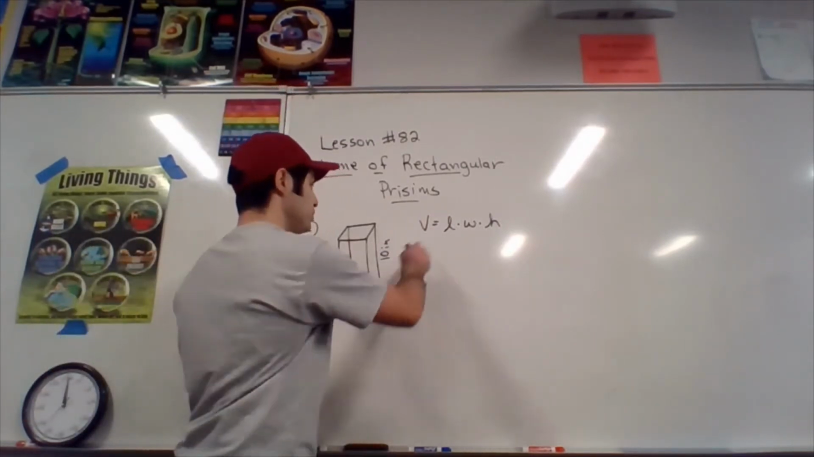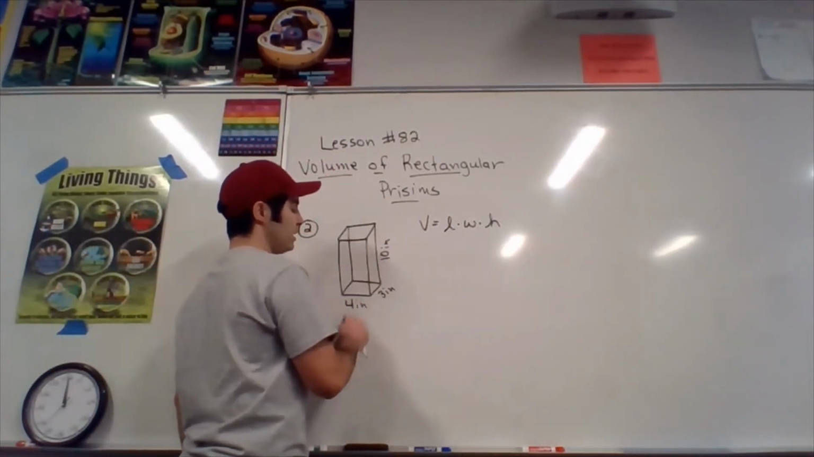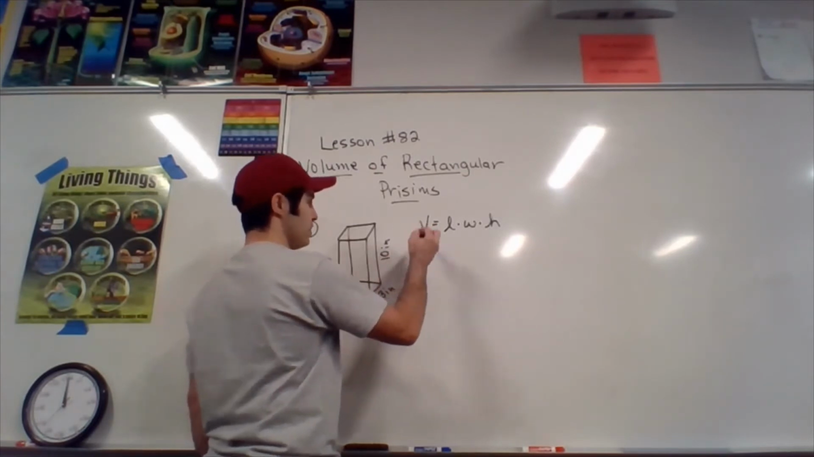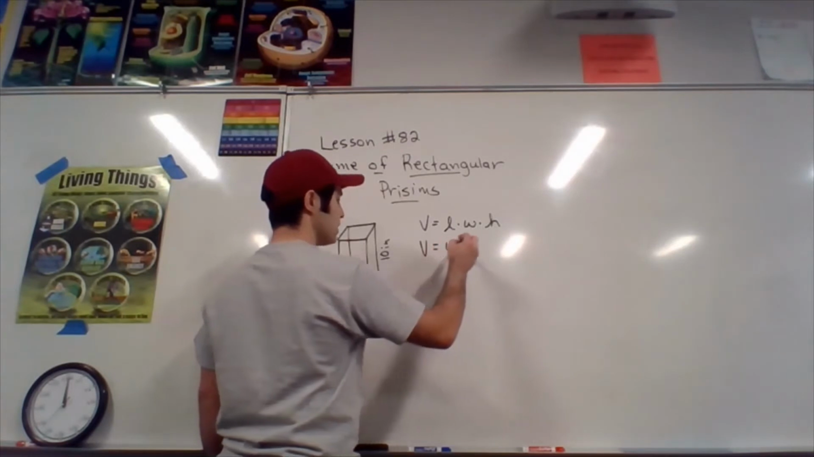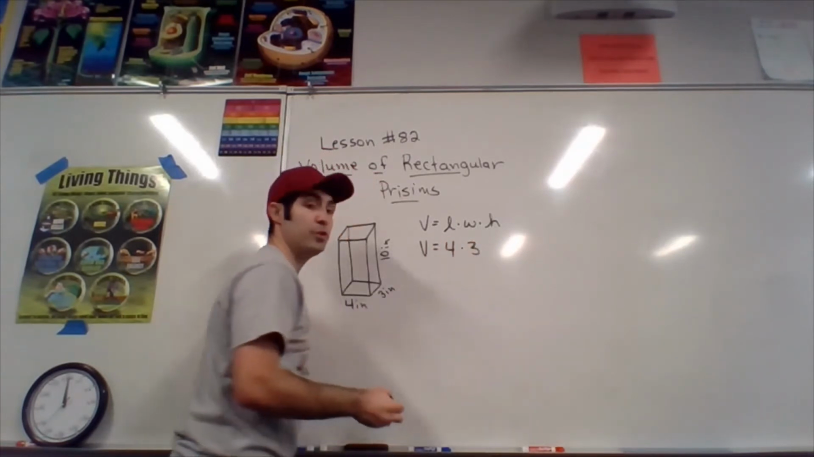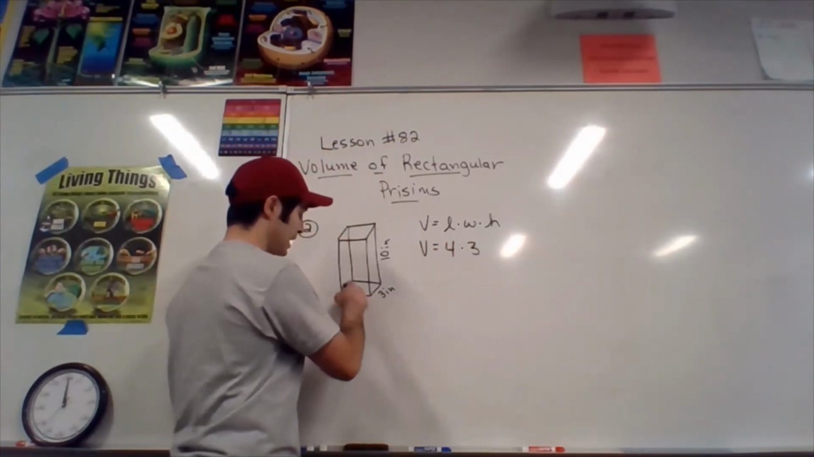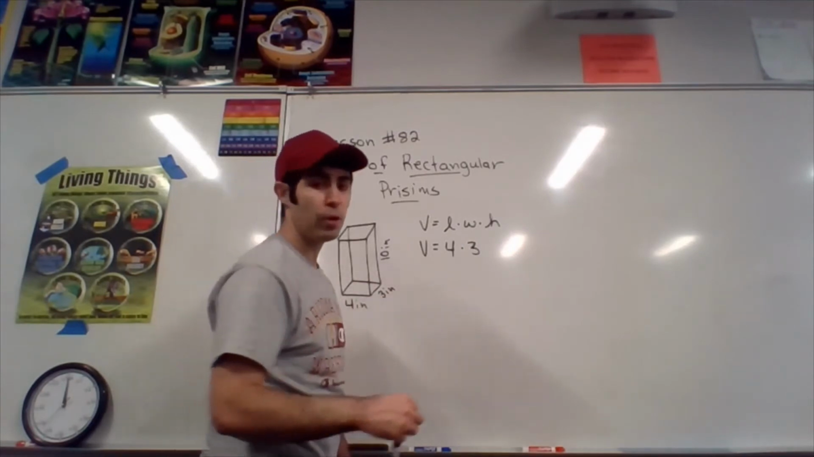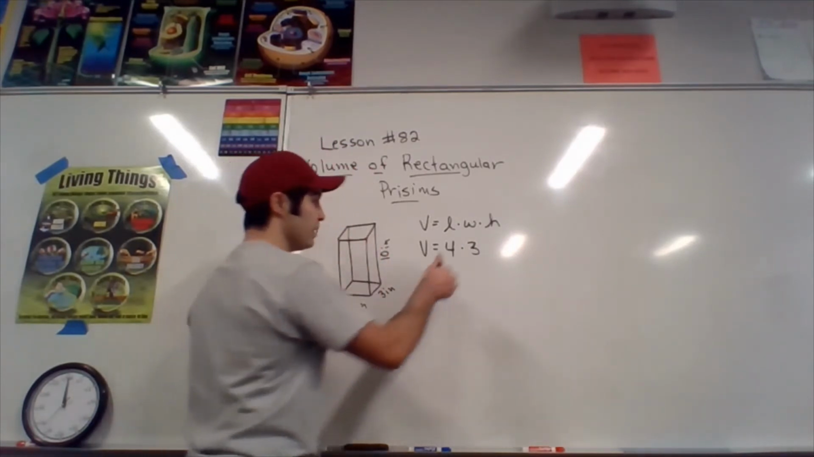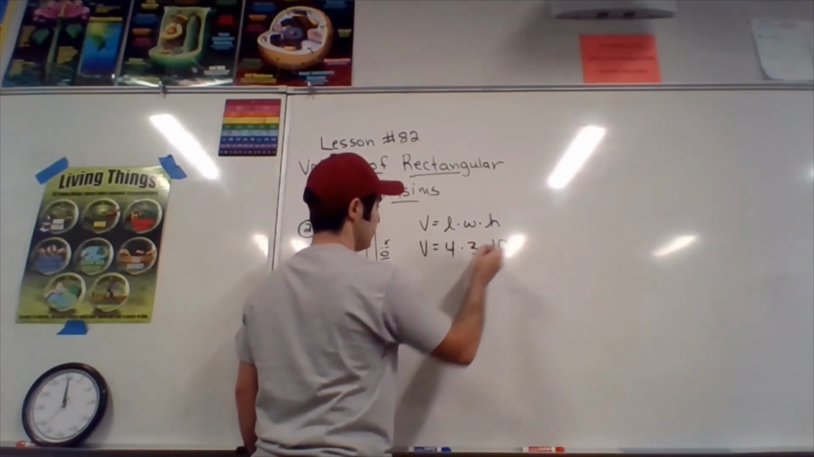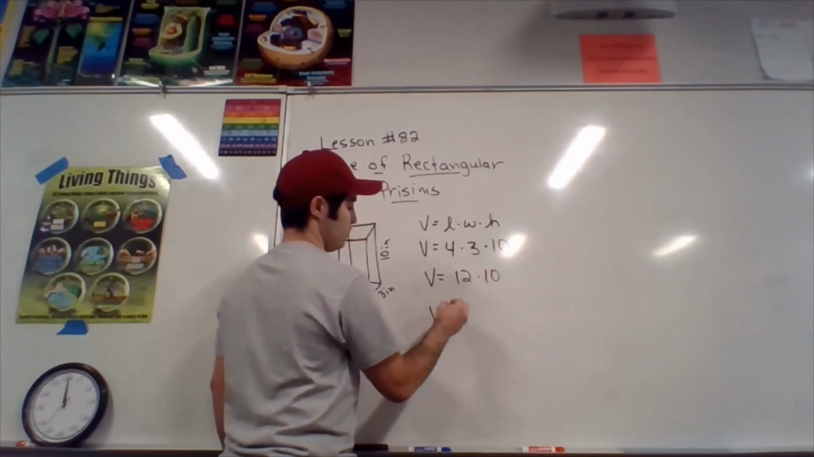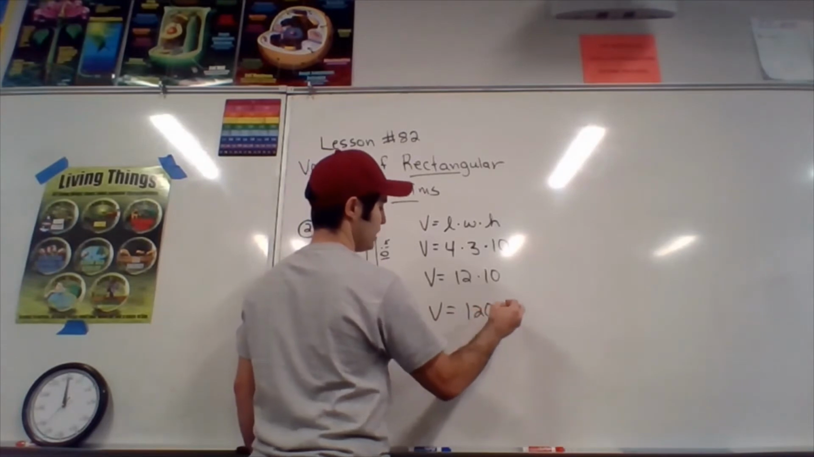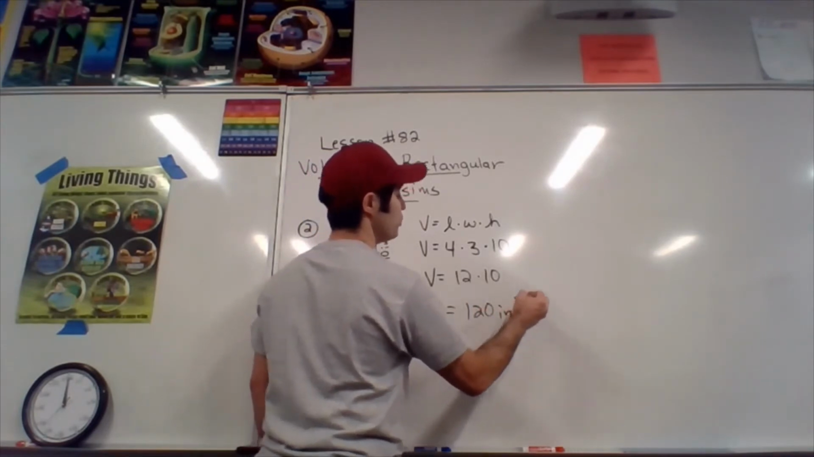Basically, you just multiply length times width times height. So your volume, the length is going to be 4. Width is going to be 3. That's your big base. Okay, that's basically the area of the bottom floor of your building. Then you take that times 10. Your volume is going to be 12 times 10, which is going to be 120 inches cubed.